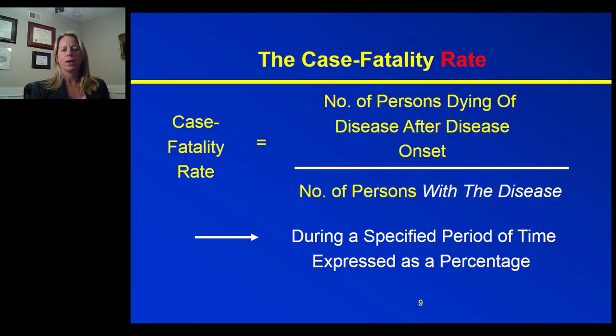So now I want to talk about case fatality rate. This is an important measure in epidemiology, and despite the naming, it really isn't a rate, but in a sense a proportion. And the case fatality rate represents the number of persons dying of disease after the disease onset over the total number of persons with the disease. And again, this measure is presented for a specific period of time, and it's expressed as a percentage, unlike the other measures that I presented, which are expressed as rates. Because again, this isn't a rate really, it's a proportion.